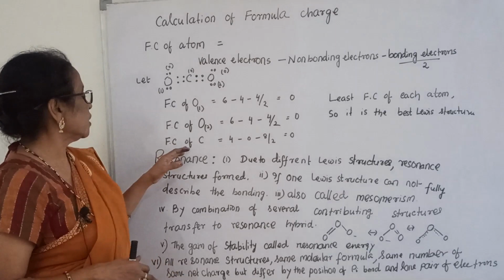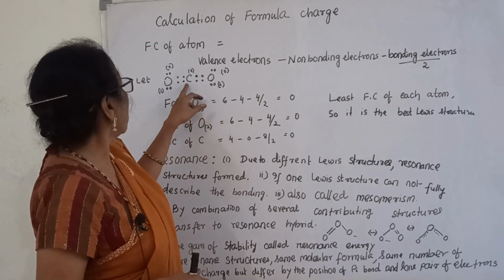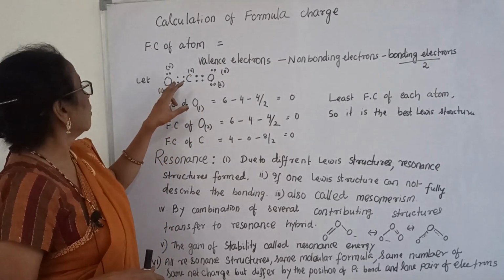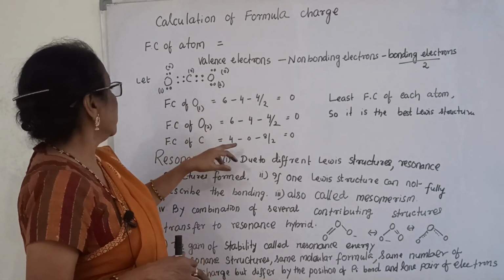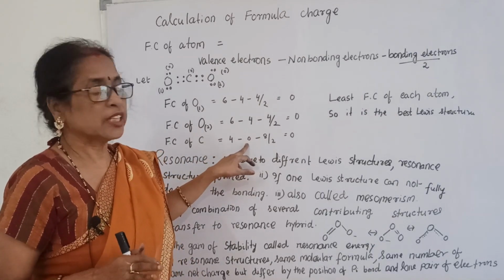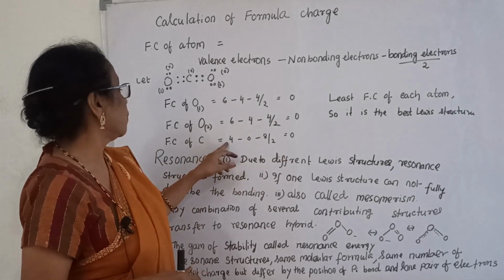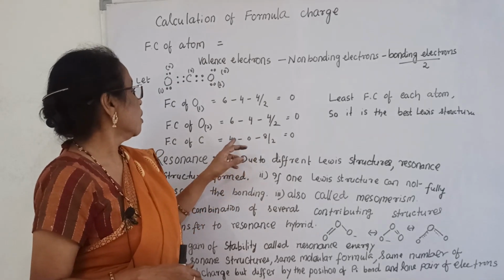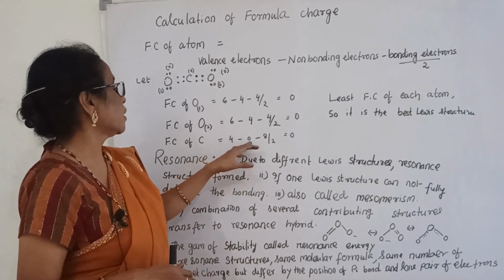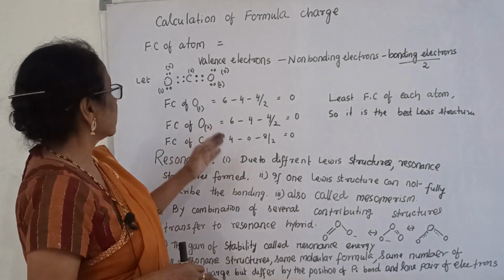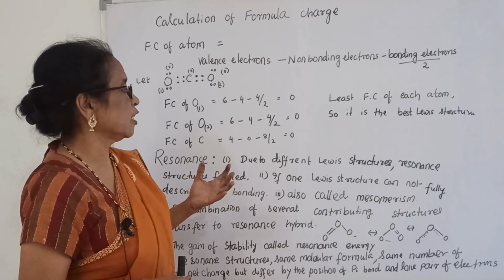Then come to the formal charge of carbon. We know the valence electron is 4, and here non-bonding electrons are not present, as 8 electrons are involved in bonding. So the non-bonding electron number is 0. And the bonding electrons are 8, by 2 is equal to 4. So 4 minus 0 minus 8 by 2, that is 4 minus 4, equal to 0. Now you can see here oxygen 0, carbon 0, and the next oxygen is also 0.